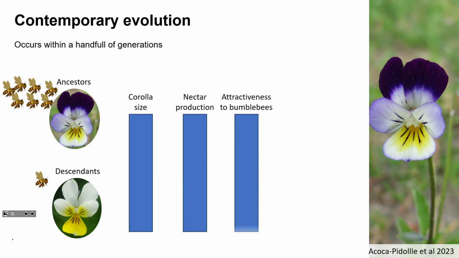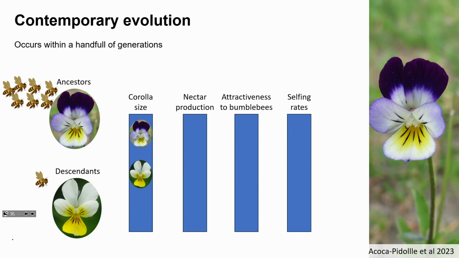And it has been shown that in the descendants, the size of the corolla is smaller compared to the ancestors. In the descendants, nectar production is lower, and their overall attractiveness to bumblebees, their ability to retain interactions with bumblebees, is generally decreased. On the other hand, the selfing rates, the self-pollination output, are actually increasing in the descendants compared to the ancestors.